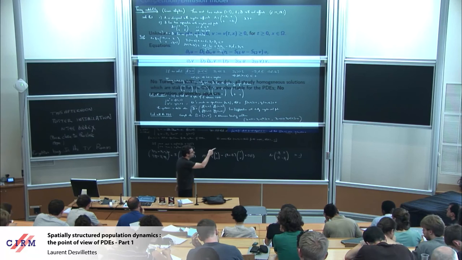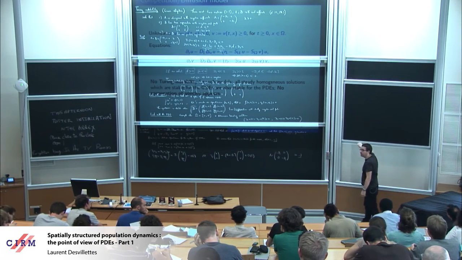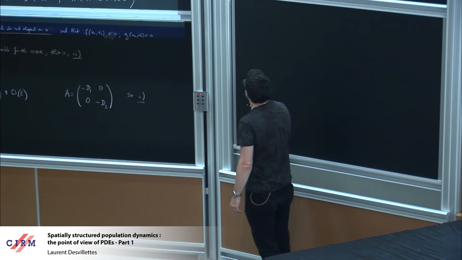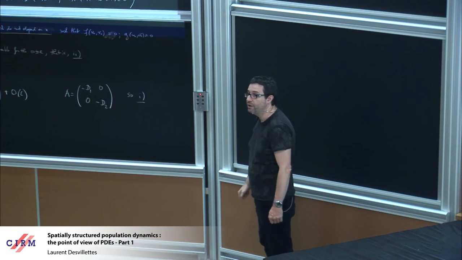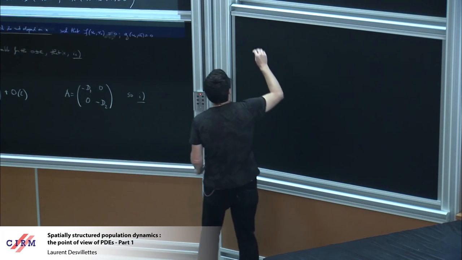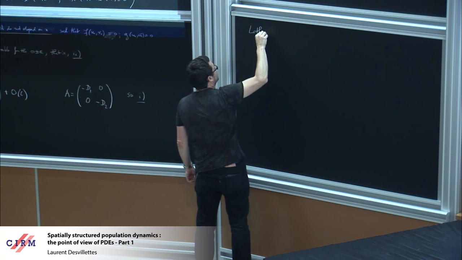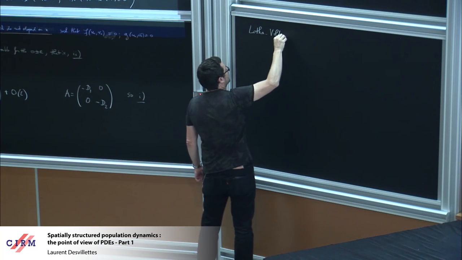I don't know, maybe I will write on the right here. I hope everybody can see if I write here. Okay, so now let's look at the structure that you have when you have competition Lotka-Volterra equations.